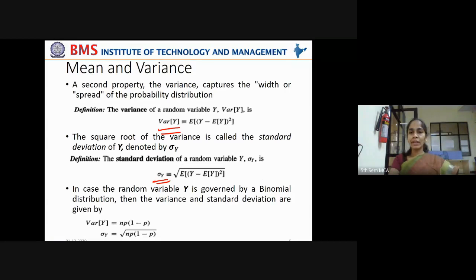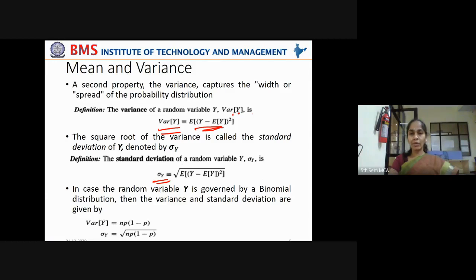Okay, now the variance of a random variable y, denoted by VAR of y, is represented as the mean of the sum of squares of all the deviations of data points from the mean. I'm repeating again.